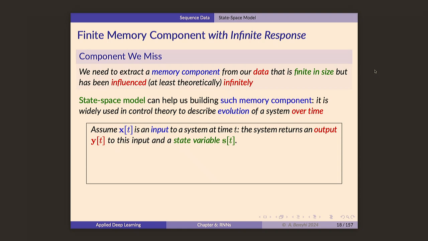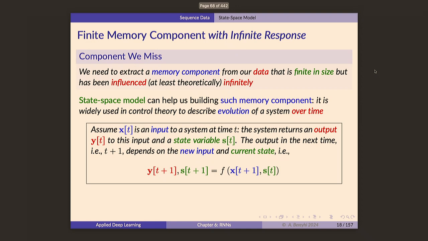At time t, I have state s_t. Now, the next output of this machine is going to be y_t+1 and s_t+1, which is influenced by the new input x_t+1 and the previous state s_t. Clear? So you have your box, which is your system, whatever it is. This is your model, for example.